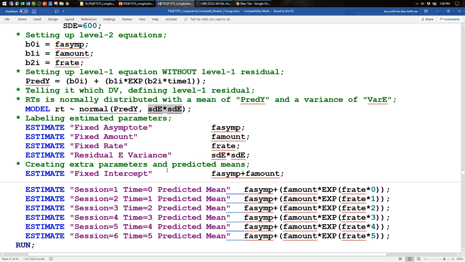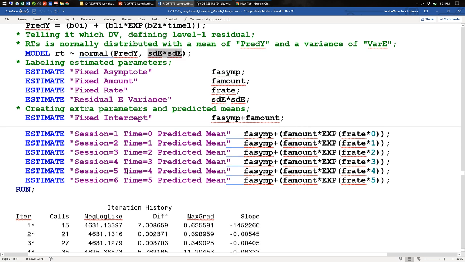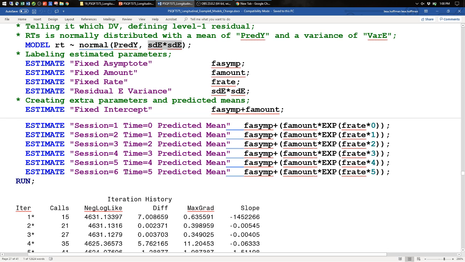Here are some examples of using estimates to get additional model implied parameters, such as where the fixed intercept is. It's the asymptote plus the total amount of gain. So I said before, you can replace amount with intercept if you want. And this is what the model says the predicted means would be according to what we have here. So I'm writing out the predicted means with which I can plot the predictions against the real ones to see how we did. Asymptote plus amount times e to the rate times time. How are we doing? Cool?